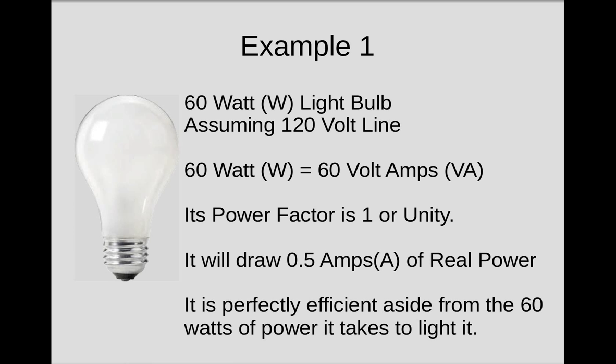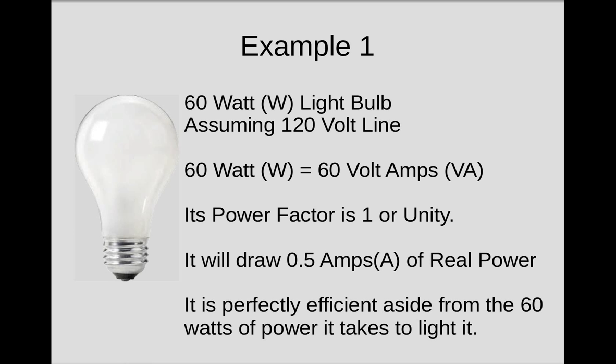An incandescent light bulb and a heater, as far as power factor goes, is what would be considered a perfectly efficient device, meaning it doesn't take more power in terms of amperage and volt amps to arrive at that 60 watt rating. It's essentially efficient. It's going to draw the same amount of amps no matter how you do it.